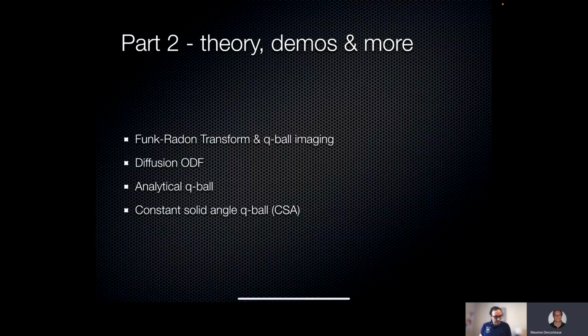Now let's tackle part 2, where we're going to get into the process of transforming the diffusion weighted signal into an ODF. And I want to teach you the differences in all the ODFs and some of the different models that are implemented in DIPY to do the diffusion ODF, the Q-ball imaging, the analytical Q-ball imaging, and this constant solid angle Q-ball.